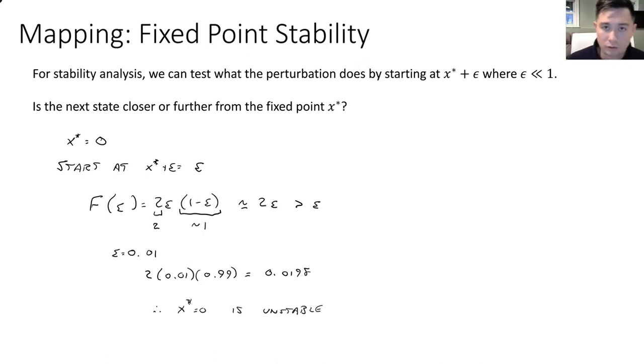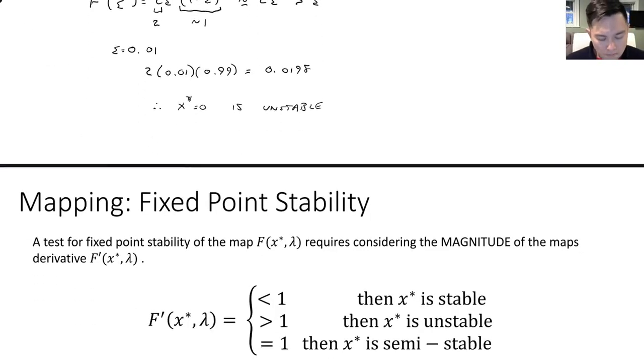But we can already tell that this is a bit of a cumbersome approach. If we were to repeat this for our x star value of 1/2, we might get a lot more values that we have to sort of parse through and figure out, okay, is this moving away from or towards our fixed point? So there's an alternative approach.